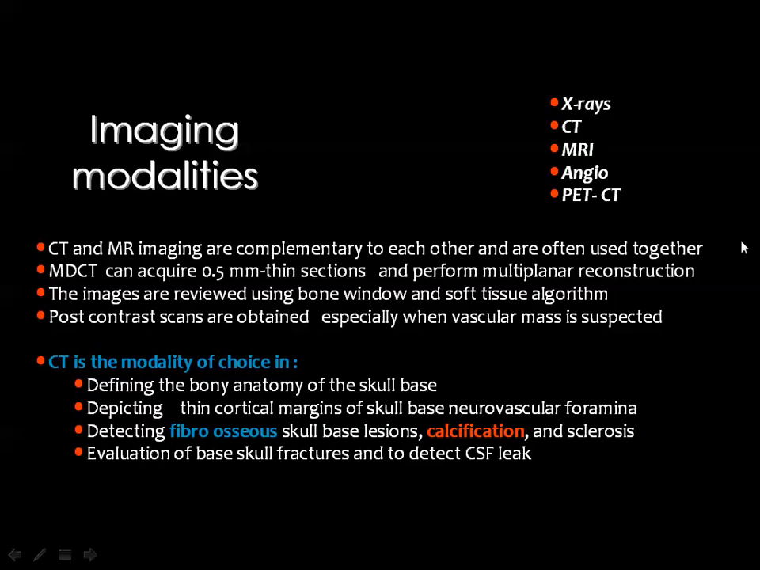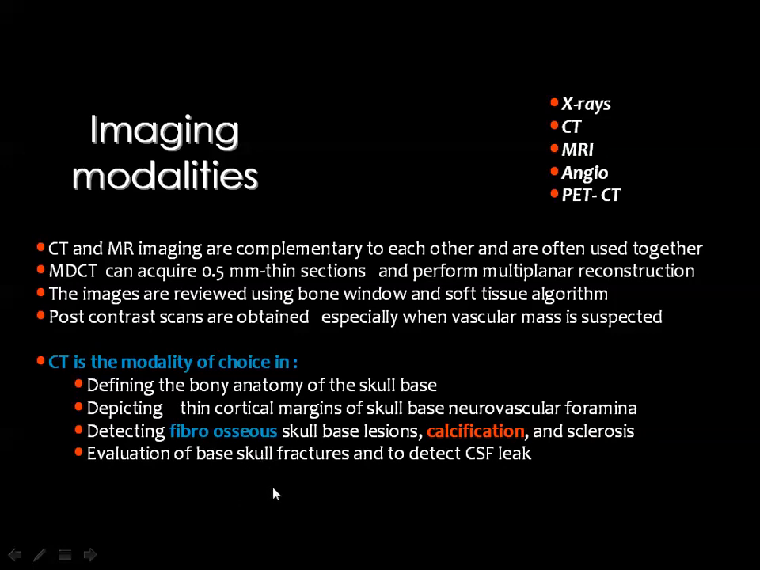CT and MRI are the main diagnostic modalities used for evaluation of the skull base. CT is usually helpful in evaluation of the bony anatomy of the skull base as well as the skull base foramina, detecting the cortical margins and the neurovascular foramina, and detecting fibro-osseous skull base lesions, and this will be shown during the lecture.